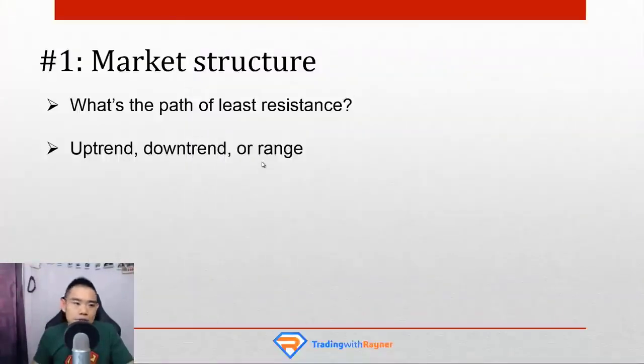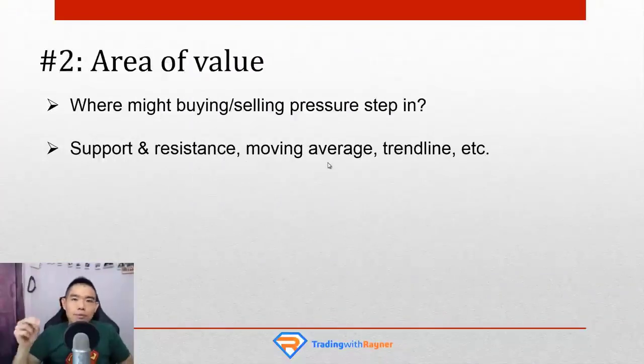Now that you understand the first thing to look out for is market structure, what's the second thing? Number 2, area of value. Once you have identified the market structure, the next thing to look out for is where the area of value is. Where might potential buying or selling pressure come in? Just because the market is in an uptrend doesn't mean you want to be buying immediately, because the market might be ready for a reversal. It might be about to make a pullback. So you want to trade from an area of value.